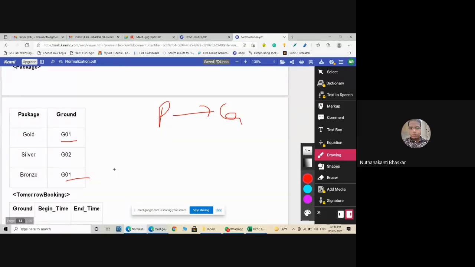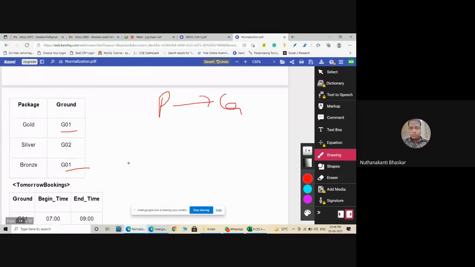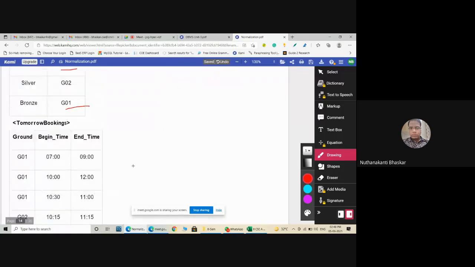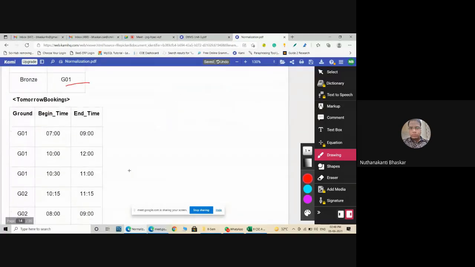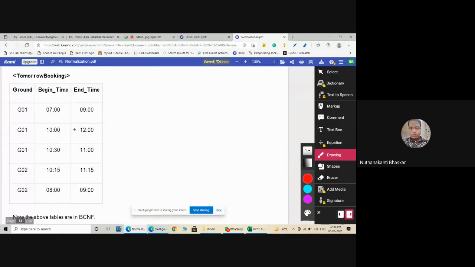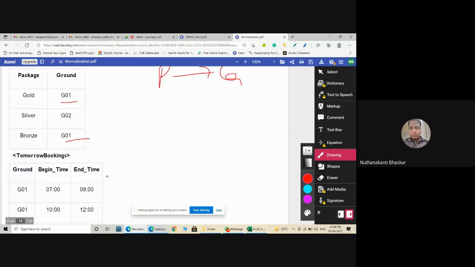So this is also a somewhat different mechanism. G01 and gold. In that way, you can take ground, begin time and end time. Understand? This we cannot tell. This is a compulsory G01. Maybe the begin time and end time we cannot change anything.